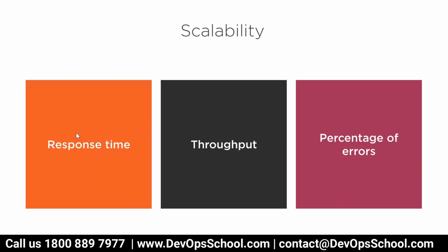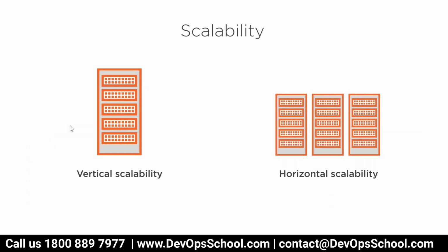And the scalability score combines all these things, including response time, throughput, percentage of errors, and so on. So these are the four metrics you have to understand. There are two ways you can scale the application: vertical and horizontal. Vertical means you can add a number of instances, a number of servers. Horizontal is most of the time done in the container world, like a pod and all.